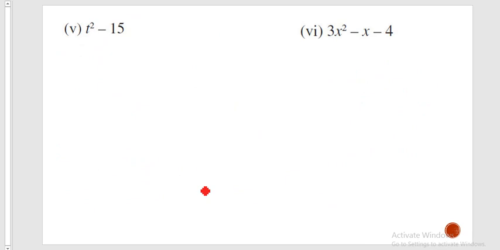Now, t square minus 15, 3x square minus x minus 4. So you please do it yourself.